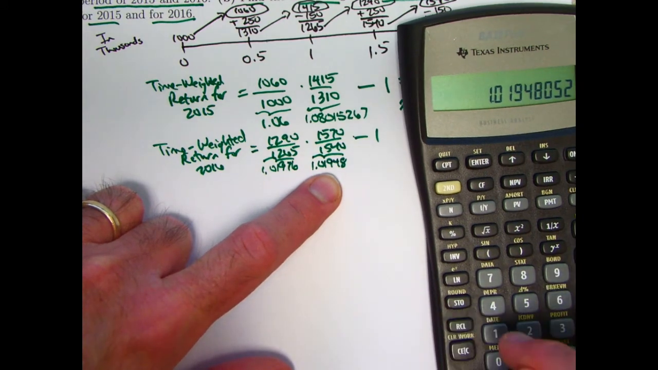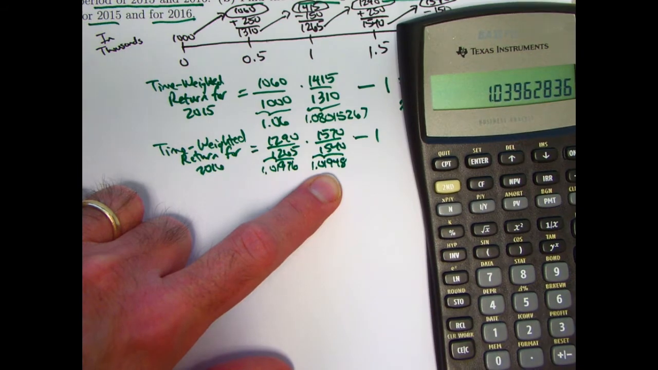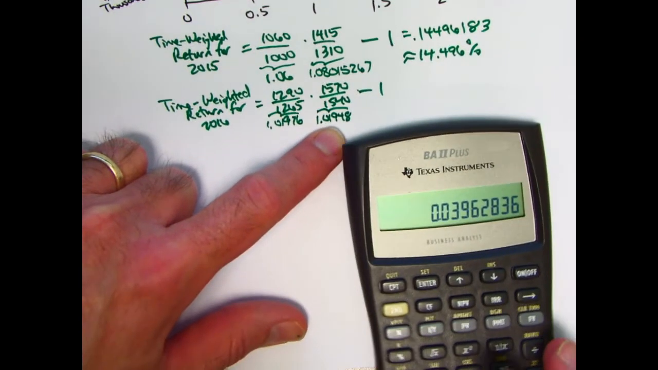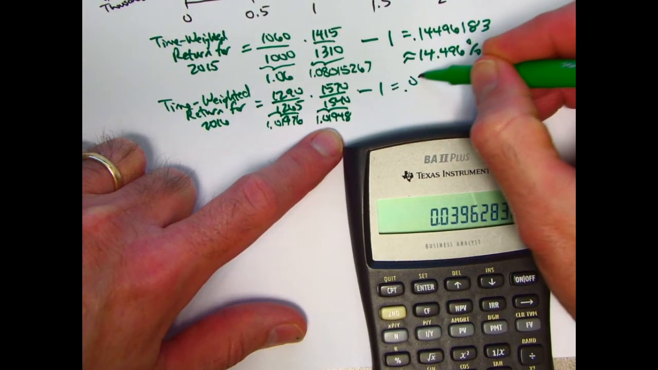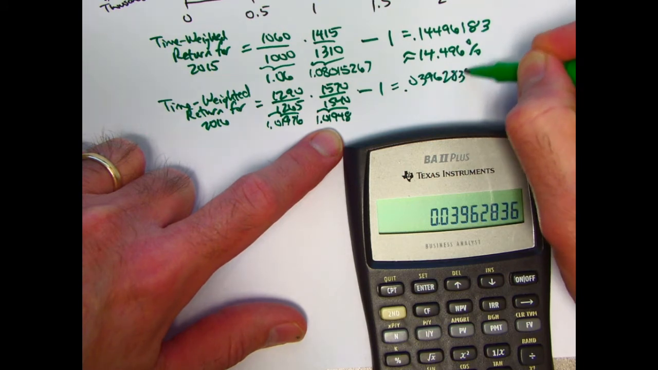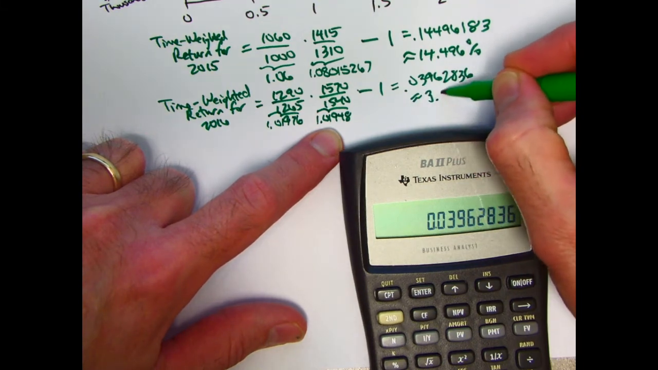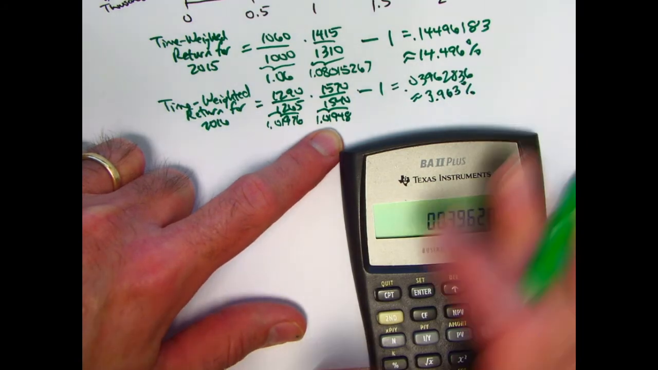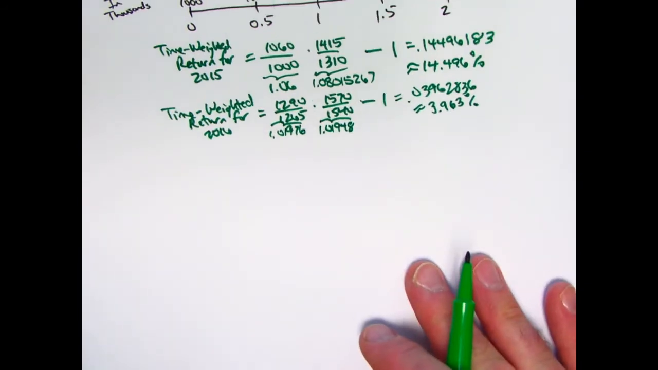Multiply those two things, multiply this times what's in register 1. You get about 3.96% growth for the second year. Subtract 1 to officially find that. We get about 0.03962836, about 3.963% growth as the time-weighted return for 2016.